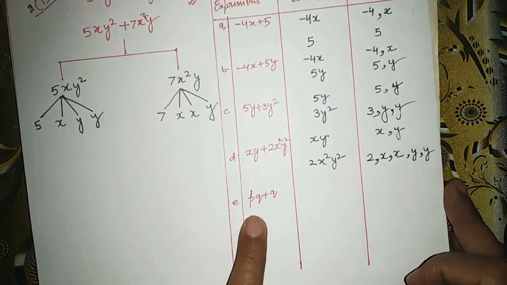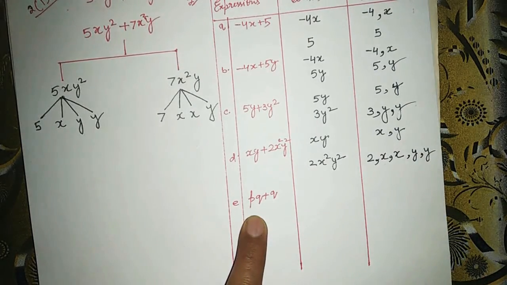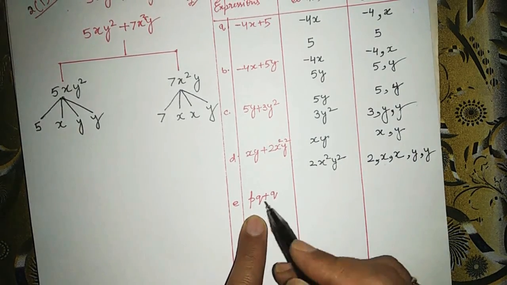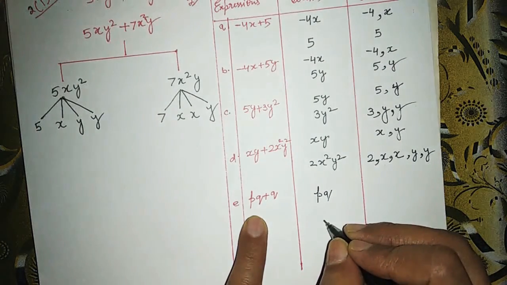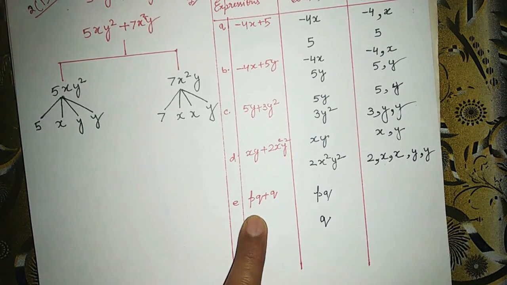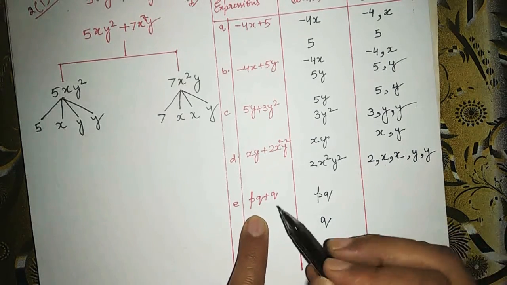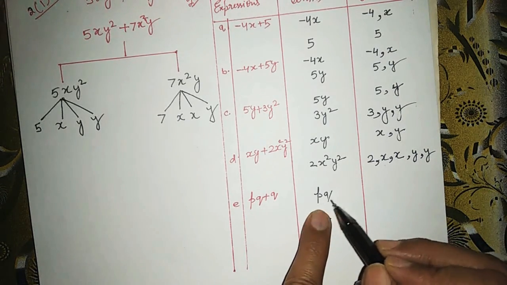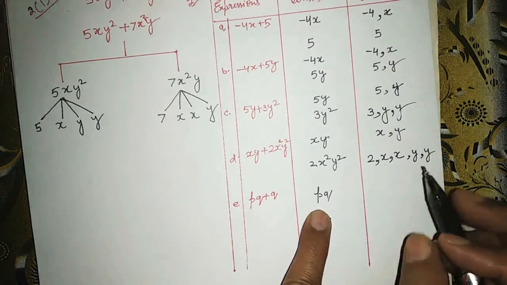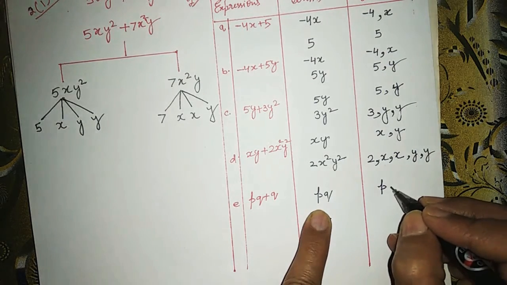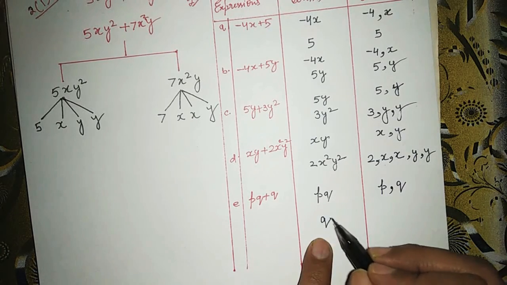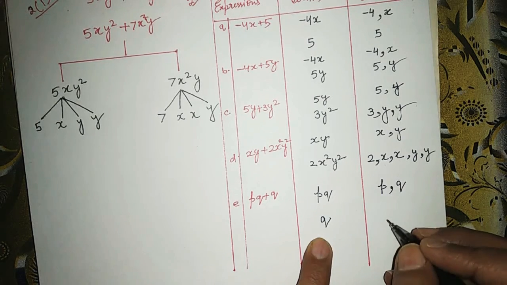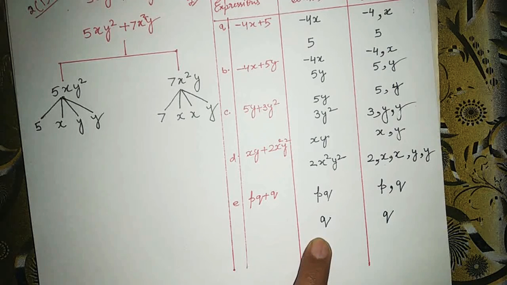Now E part, PQ plus Q. The first term is PQ and the second term is Q. Here we will write factors of the term PQ. Like this we will write P, Q. And here what we will write? Q only.